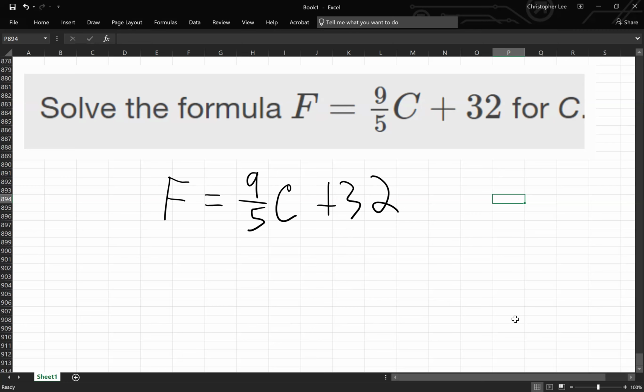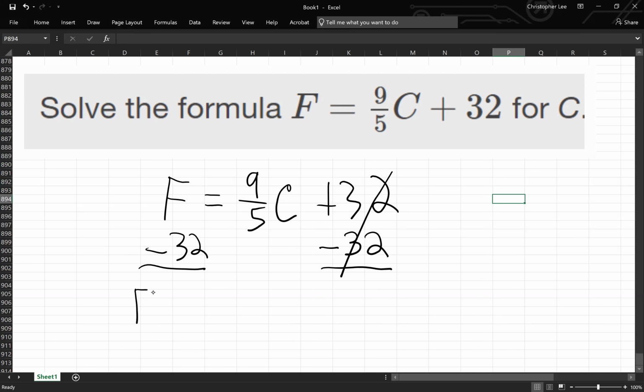Not divide. Remember, I wanna get Celsius by itself, not multiply. I want to solve for C, in other words. So I want to get all the numbers to the other side. That's my goal. So what's the first thing I should do? Subtract 32, right? But what I do to one side of the equation, I have to do to the other side of the equation.